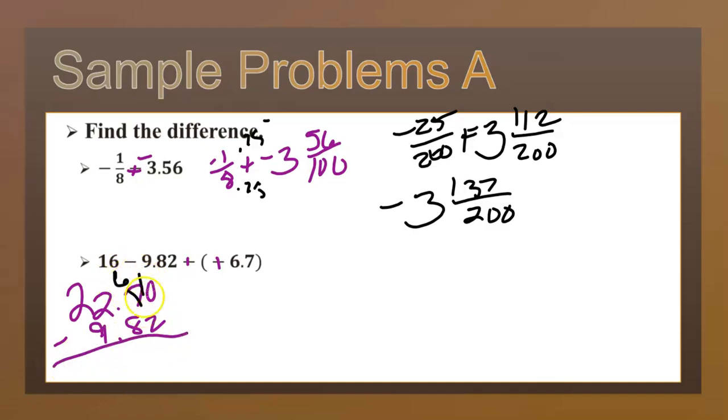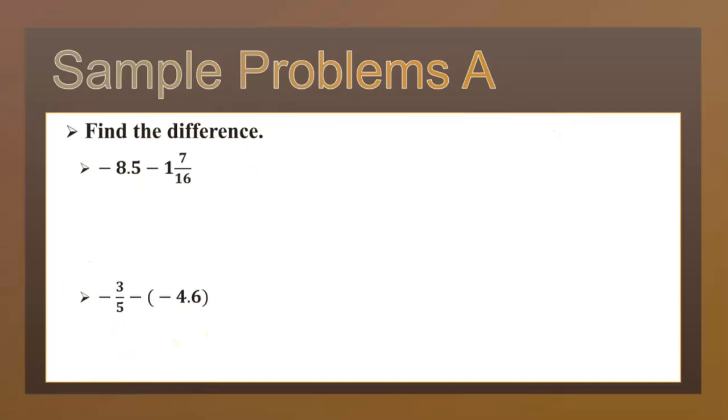Borrow, 10 minus 2 is 8. Borrow here, 16 minus 8 is 8. 21 minus 9 is 12. So our answer would be 12.88.